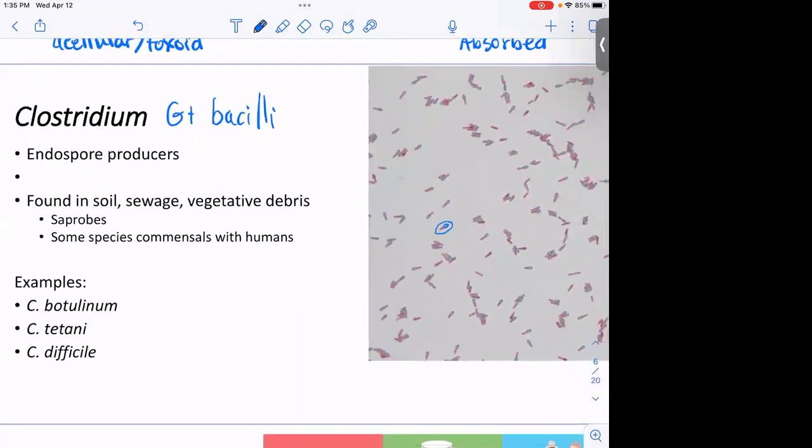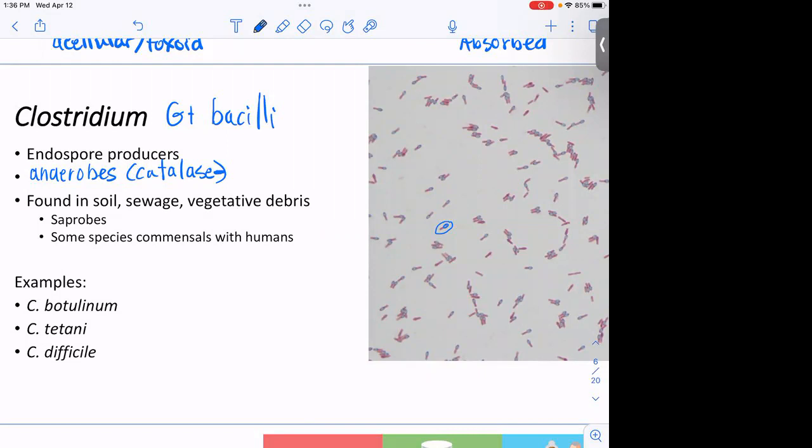Okay, so that's kind of what they're most famous for. Unlike the bacillus, they are anaerobes. So where the bacillus are catalase positive, the Clostridium are catalase negative. So yeah, the catalase test, you can use that to tell the difference between staph and strep, as well as the bacillus and the Clostridium.